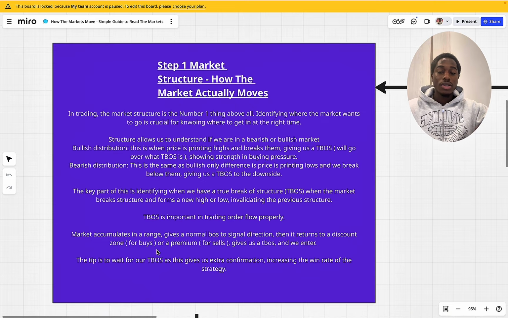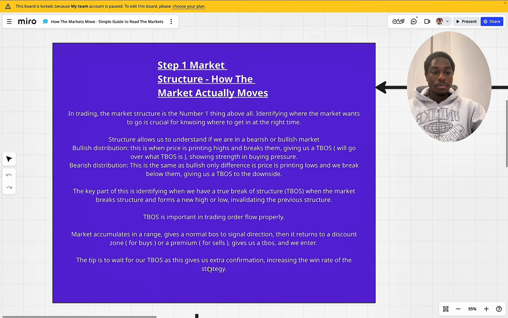Now, how does it actually work? Well, the market accumulates in a range, then gives a normal breakup structure to signal direction. This is for the people that have very, very little understanding of the markets. They might be gambling or they're not really looking at the markets properly. This is what signals direction to them. So when they see this move happen, now they want to get in all of a sudden. Then it returns to a discount zone for buys or a premium for sells, gives us a true breakup structure and then we enter.